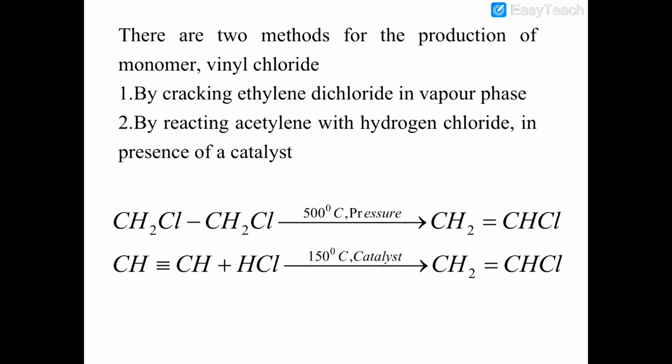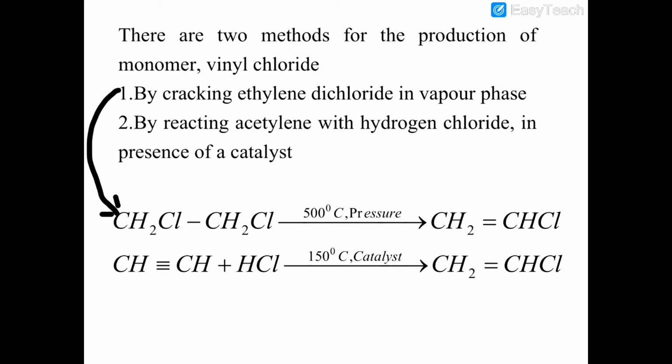First, we are going to discuss the synthesis of PVC. For the preparation of PVC, we have two steps. The first step is the preparation of the monomer and the second step is the conversion of monomer into polymer. There are two methods for the production of the monomer vinyl chloride. Number one is by cracking ethylene dichloride in vapor phase. Number two is by reacting acetylene with hydrogen chloride, that is HCl, in presence of a catalyst.